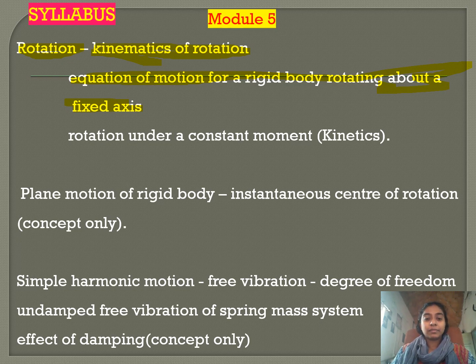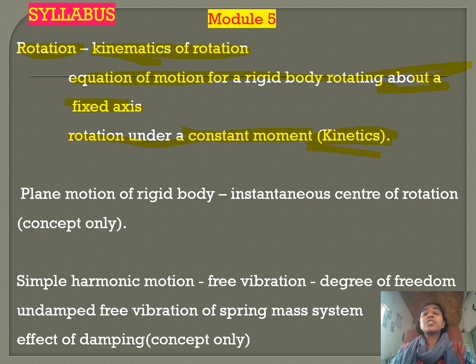After that, we saw what is rotation under a constant moment. So here the moment, also called torque. So when you are considering the rigid body rotating under a constant moment, we call it as kinetics, because force is also considered. So force responsible for causing the motion is also considered. That is why it is kinetics. So for solving the kinetics of rotation, just as force is equal to mass into acceleration, we use moment or torque is equal to moment of inertia multiplied by angular acceleration.